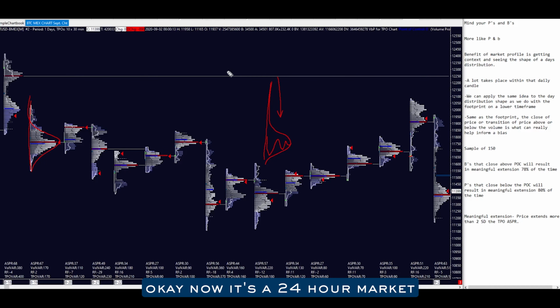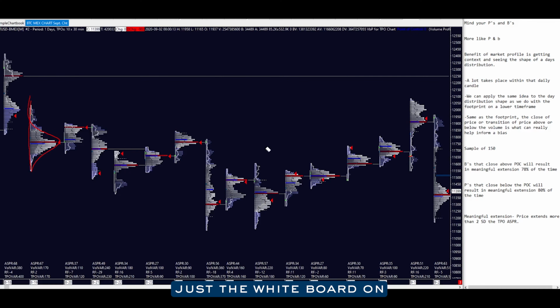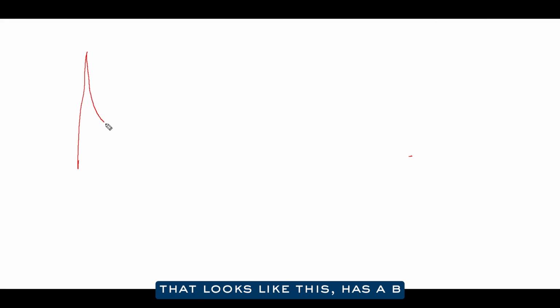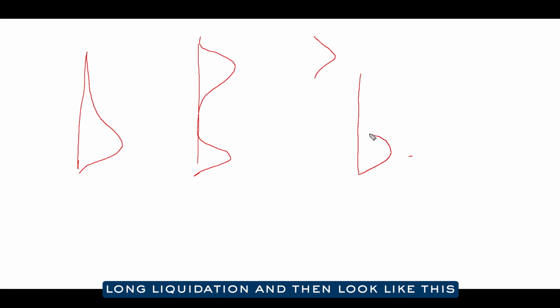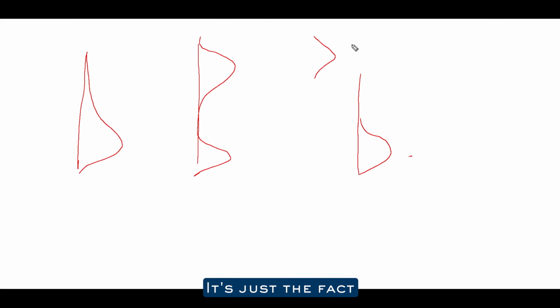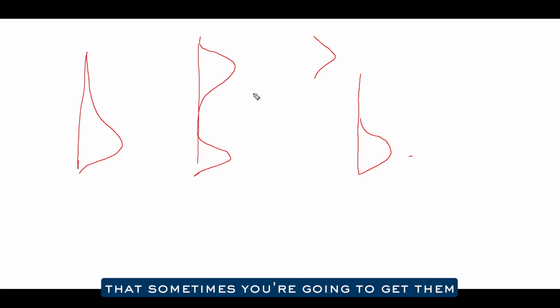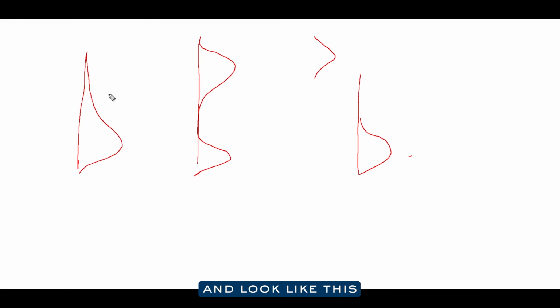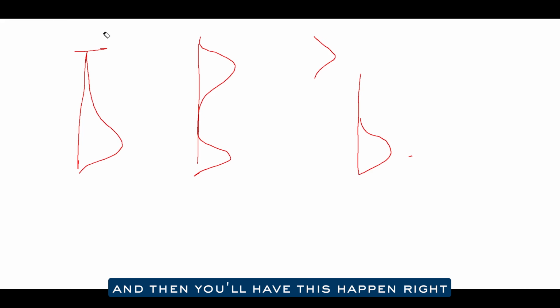Now, it's a 24-hour market, so this can occur in a profile that looks like this. Let me get just the whiteboard on. This can occur in a profile that looks like this as a B, or it can be part of one 24-hour period. It can look like this, or it can look like two back-to-back periods, where you have one balance area, long liquidation, and then look like this, right? All of these are somewhat the same, it's just the fact that it's a 24-hour market. Sometimes you're going to get them painted one way, sometimes you're going to get it clean and look like this. Sometimes it's going to be after a significant daily close, and then you'll have this happen.